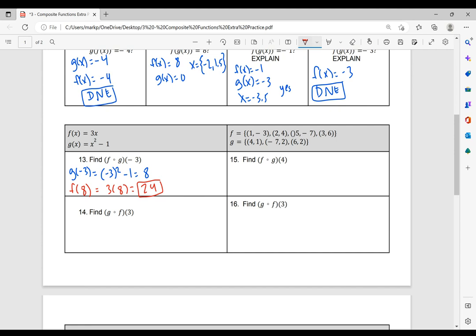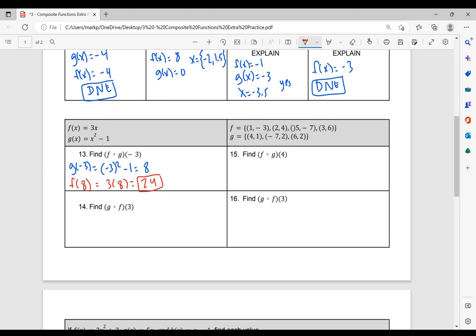All right, for the next one over here. Remember, f of g of 4, I can just read it like that. So g of 4. So g of 4 is 1. So now we're going to go with f of 1. So f of 1 is -3.